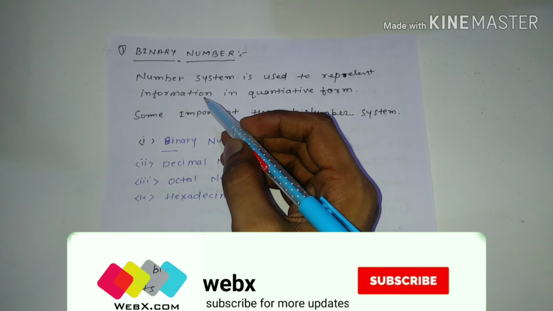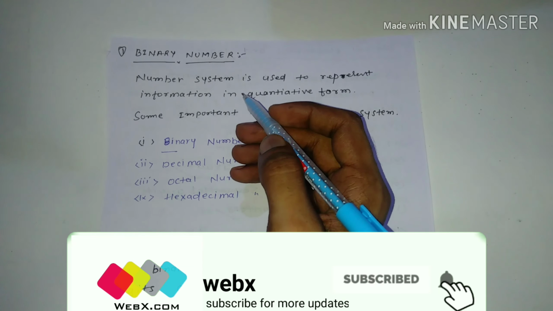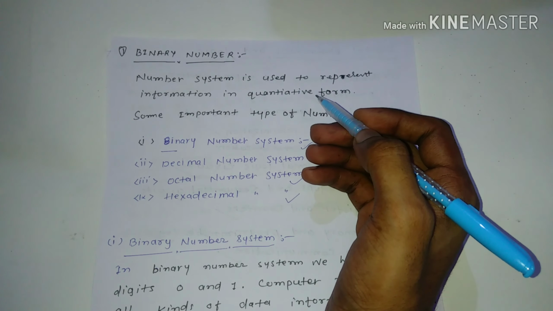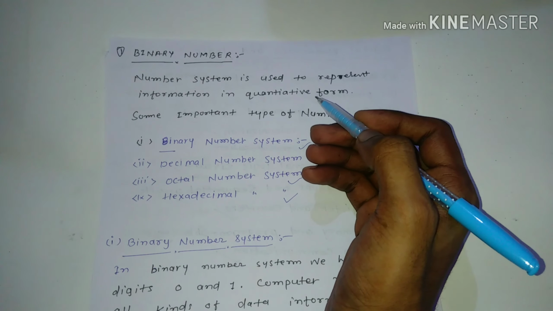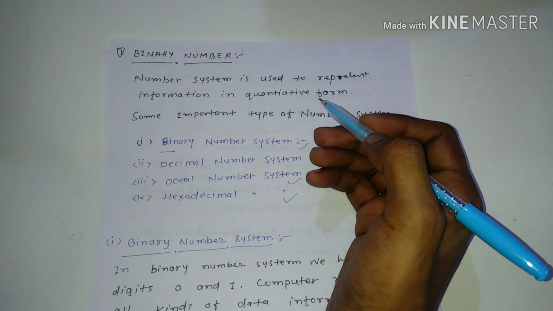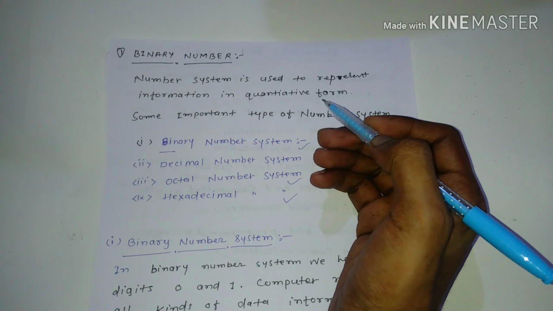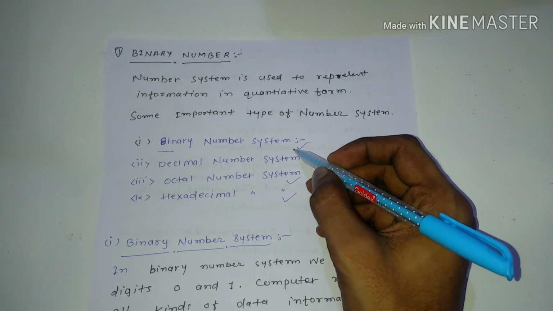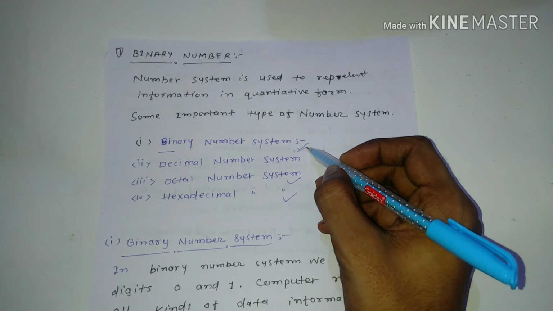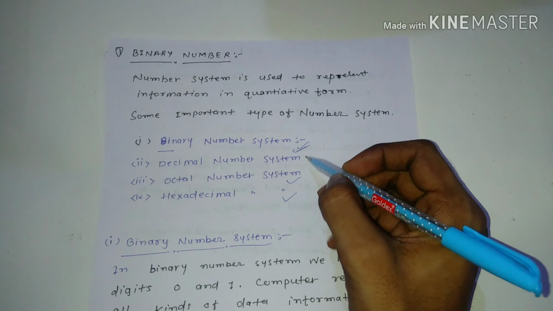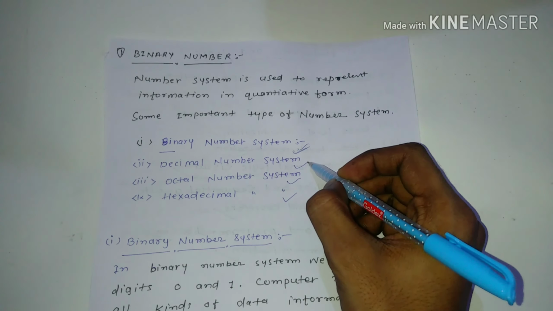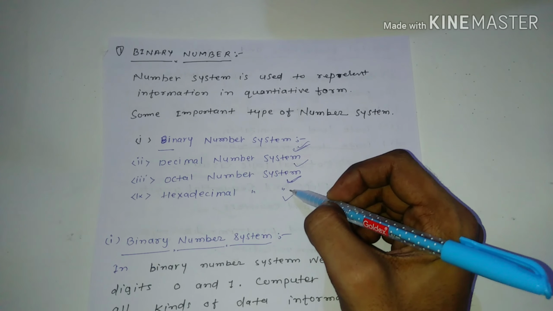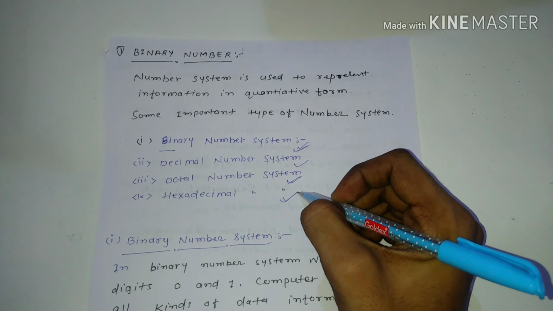What is number system? Number system is nothing but to represent information or message in numerical form. This is called number system. The general types of number system are binary number system, decimal number system, octal number system and hexadecimal number system.